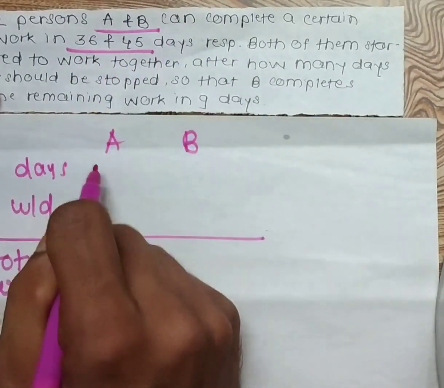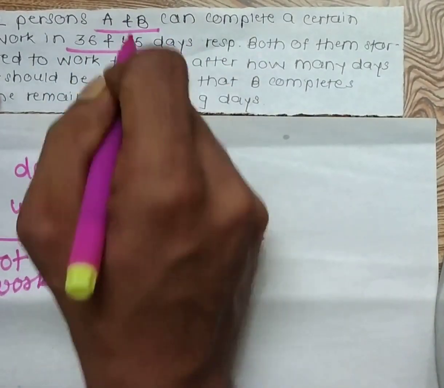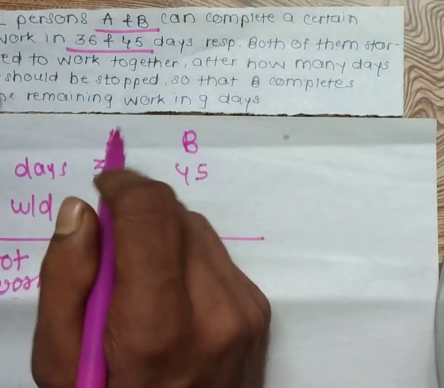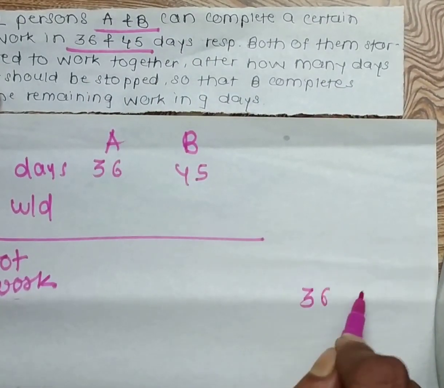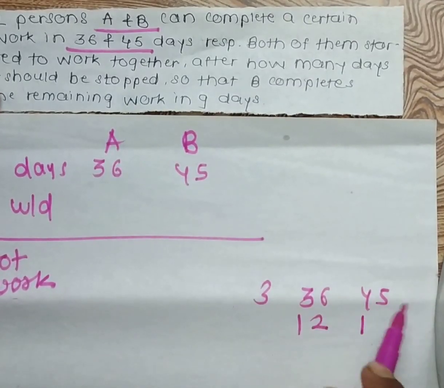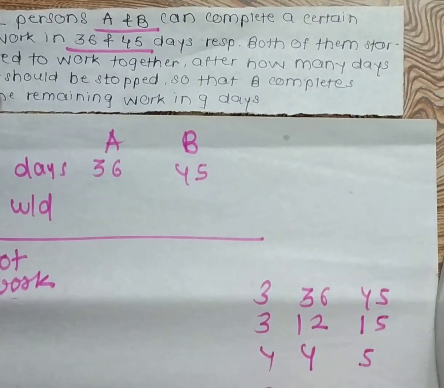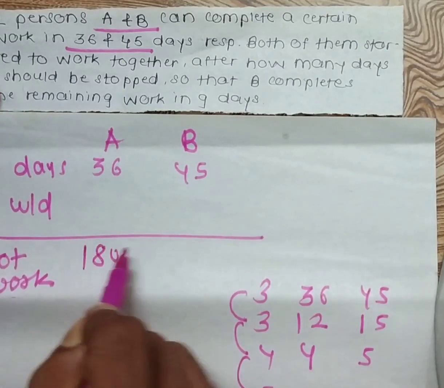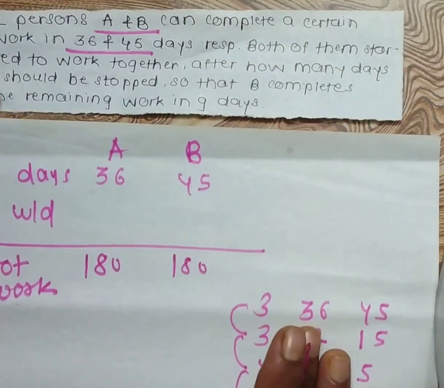Here A is completing individually in 36 days and B is completing in 45 days. As I told you, total work is nothing but the LCM of the days. Here 36 days and 45 days. 3 1s are 3, 3 2s are 6, 3 5s are 15, 3 4s are 12, 3 3s are 9, 9 4s are 36 and 36 5s are 180. So total work will be 180, which A and B have to complete.